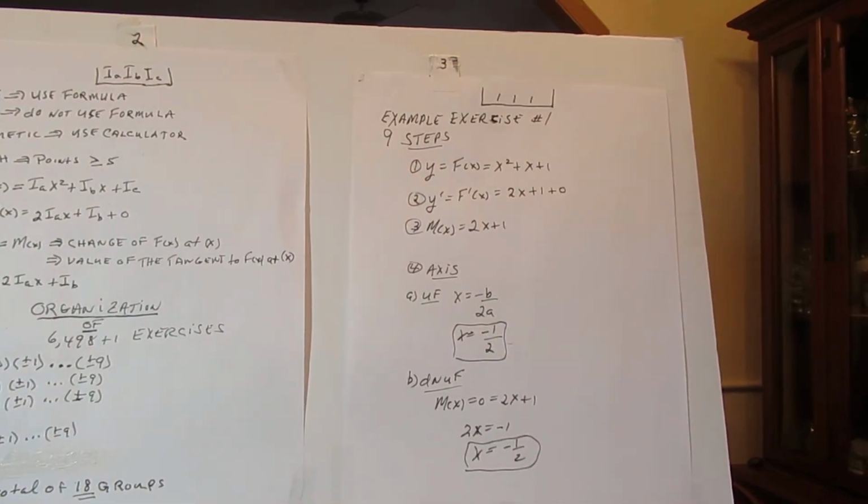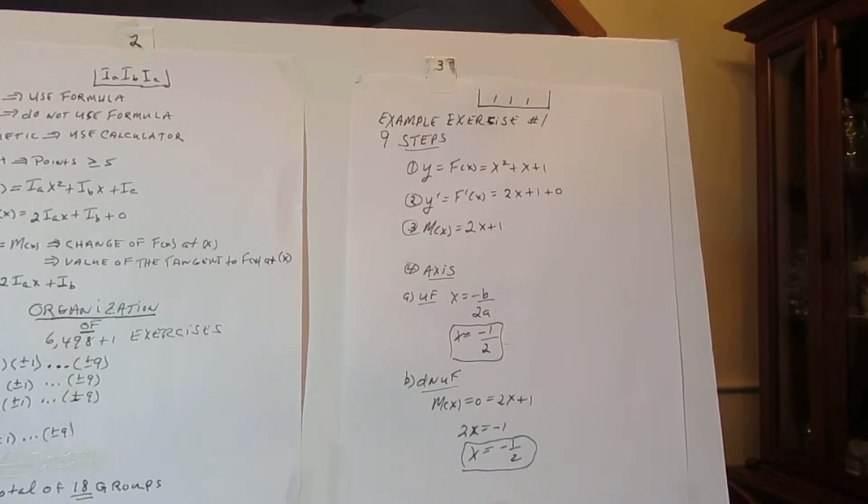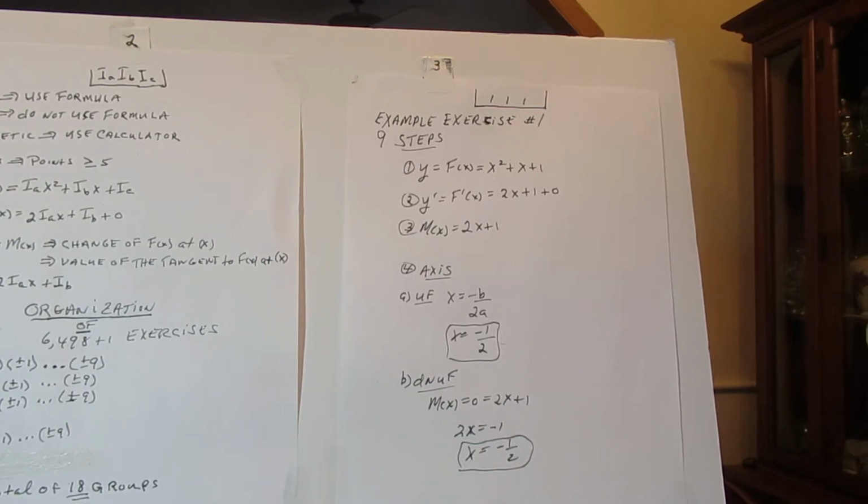Here's an example of a parabola. Example exercise number 1. There are 9 steps in the solution. 1, you have y equals f of x, and you have 2, y prime equals f prime of x, and then 3, m sub x, which is equal to 2x plus 1.